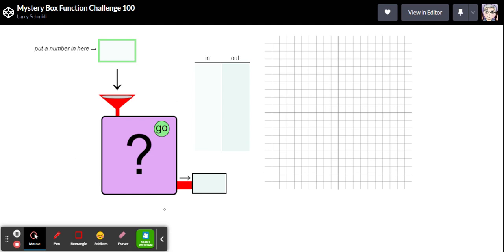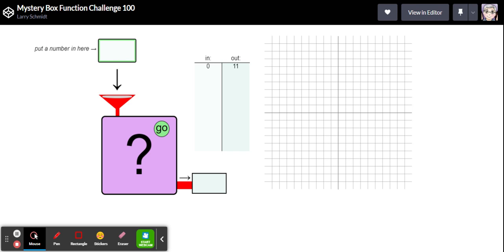In this purple mystery box there's some math and your challenge is to figure out what that is. Pause the video, use the link in the description, and when you think you've got an answer, come on back and see if we get the same thing. All right, let's see what we've got going on for our 100th challenge here.